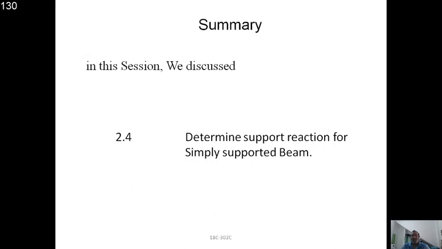So in this session we discussed the determination of the support reactions for a simply supported beam with the help of equilibrium conditions, assuming that the beam is stable for the given loading conditions.